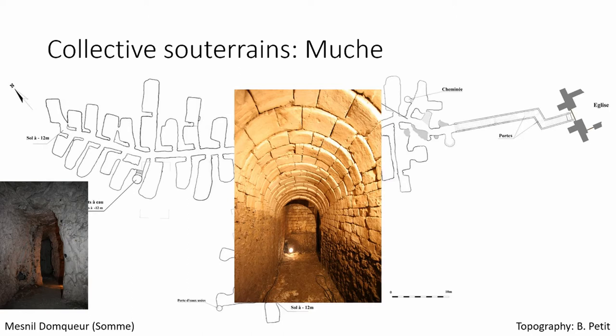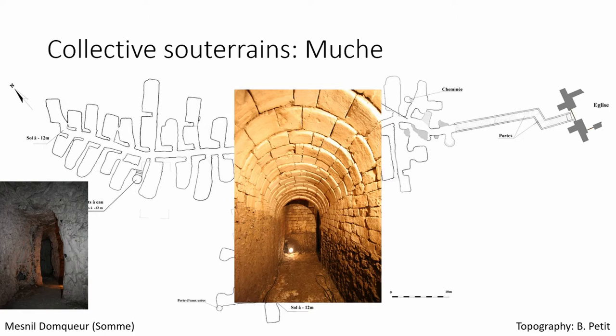Finally, what we call the "mush", or the collective souterrains. Sorry, the picture should be here. This souterrain is quite different from the others, because all the other ones were rather small souterrains, 200 meters maximum. Here we have a souterrain with one entrance from the church leading to a long street.